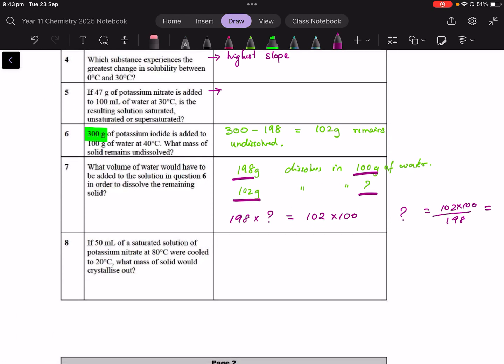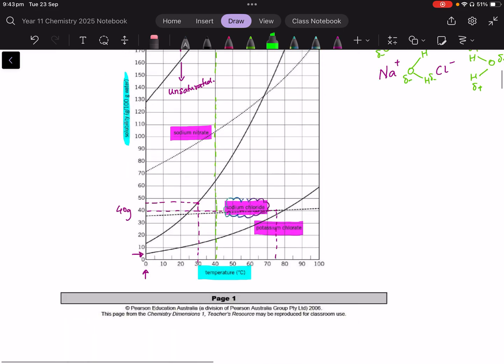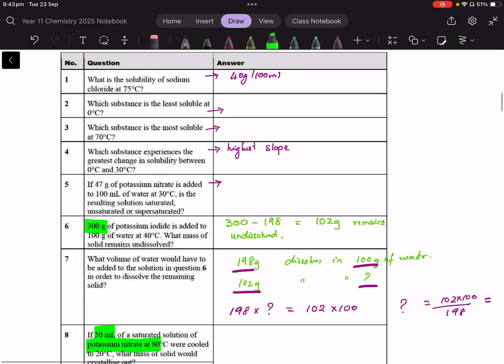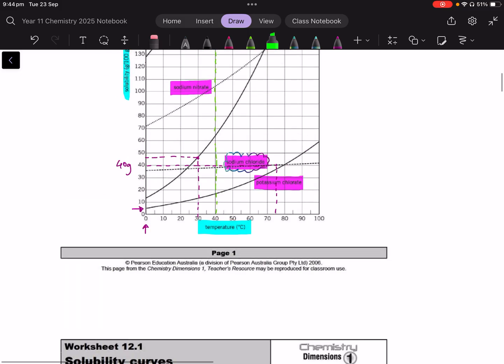Question 8 is now looking at 50 milliliters, not 100 milliliters, but 50 milliliters of a saturated solution of potassium nitrate at 80 degrees. And if it was cooled to 20 degrees, how much mass of solid would be crystallizing out of the solution? So I'm going to have to go back to the graph. Just double checking, this is potassium nitrate at 80 degrees. So we're going to go with, let's try and get a different color.